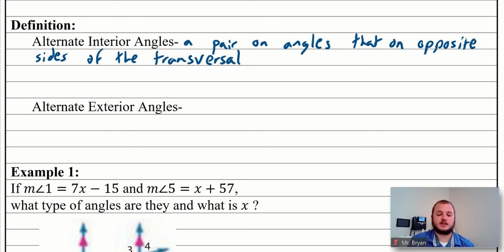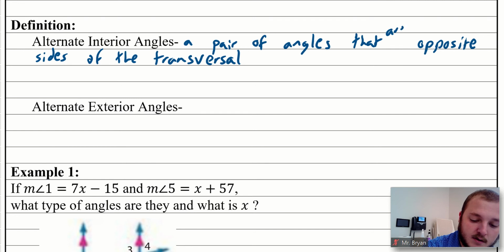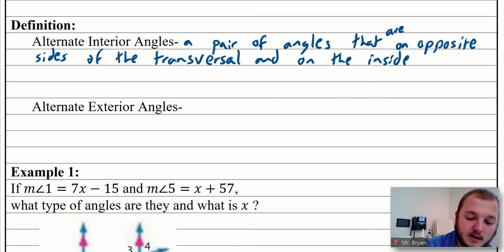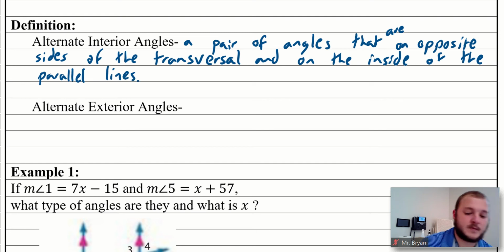Just for the sake of shortening these definitions, we're going to assume we're using a diagram that we've been talking about already: two parallel lines cut by a transversal. A pair of angles that are on opposite sides of the transversal and on the inside of the parallel lines. Okay, a pair of angles that are on opposite sides of the transversal and are on the inside of the parallel lines.